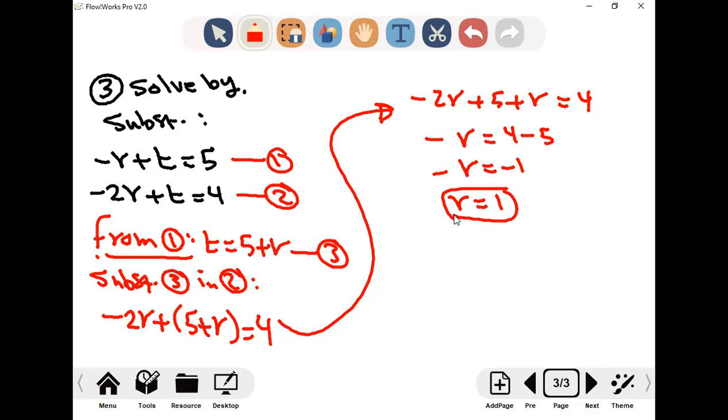Now, yalla, replace by 3, it's ready. So T, substitute in equation 3. T will be what? 5 plus R means 5 plus 1, which is 6. T equals 6.